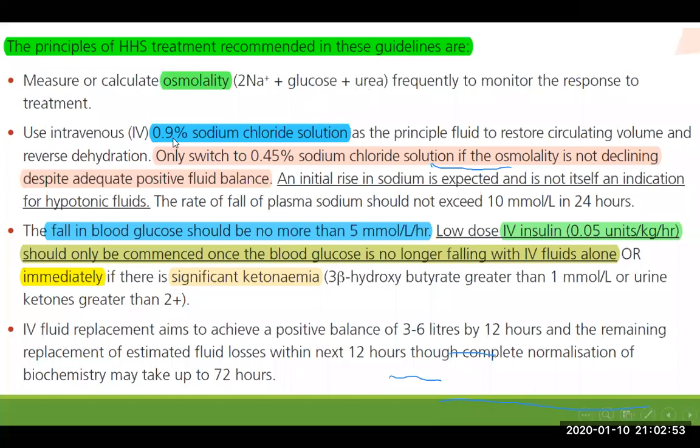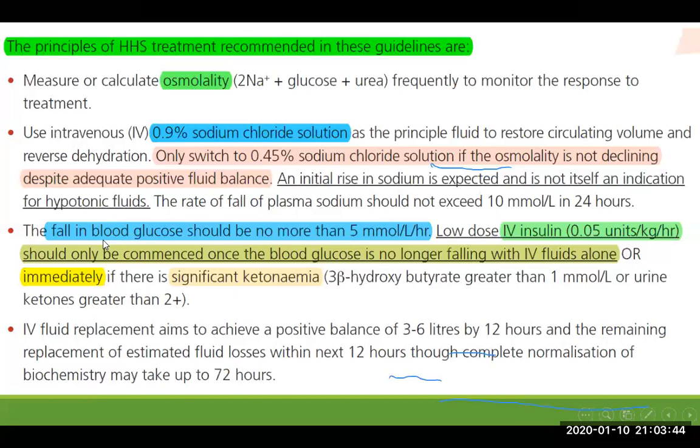And of course, this is very important in every case of hyperosmolar hyperglycemic state. The initial step is to give normal saline. The serum sodium is very elevated, but give normal saline 0.9%. Don't use half normal saline as the initial fluid. The only indication for half normal saline is if the serum osmolarity is not declining despite adequate positive fluid balance. Also, an initial rise in serum sodium is expected and we must continue normal saline; it is not itself an indication for hypotonic saline or fluid.